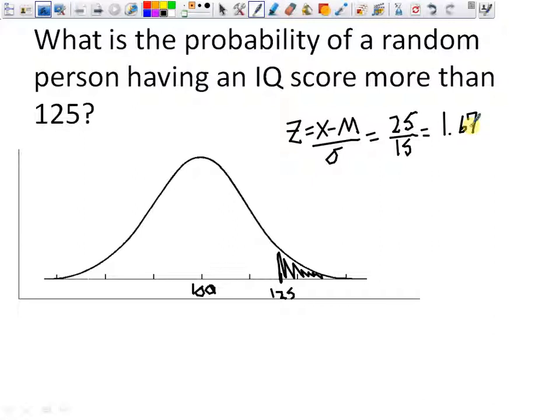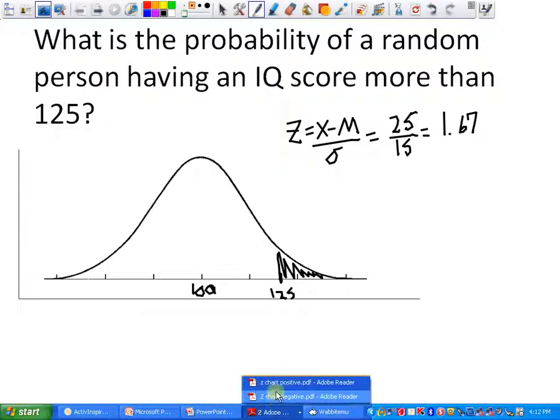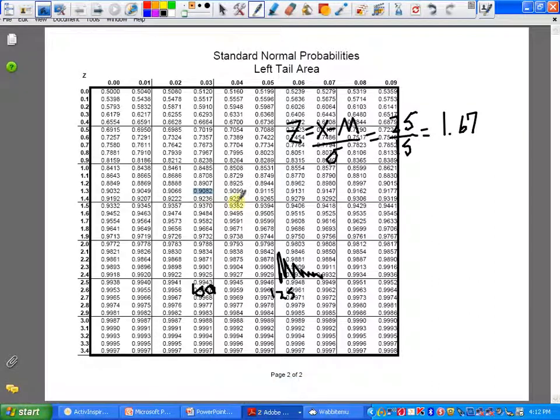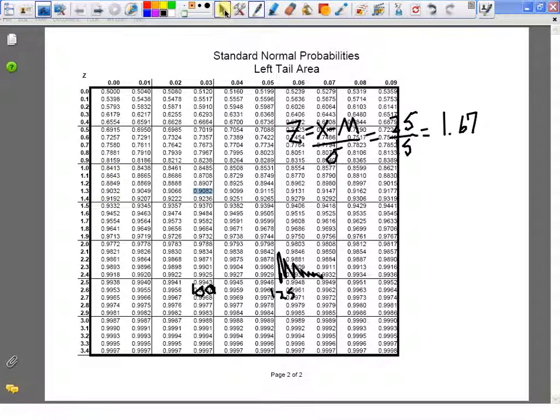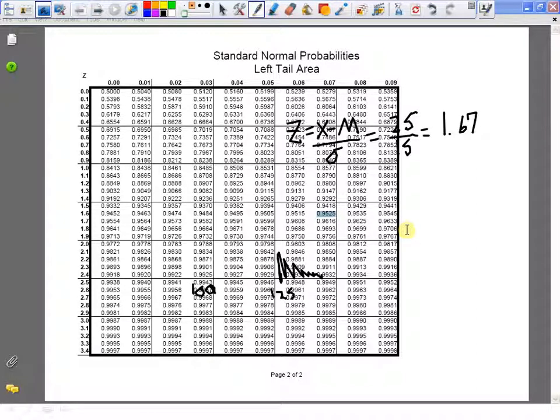And we're trying to get more. So when we look in the table it will give us the percentage to the left first, so then we'll have to subtract from 1 to get our answer. So let's look at a table. Again, I'm looking for positive z-scores. I'm looking for 1.67, which is right here. 1.67, 0.9525. Now again, that's the probability to the left. So we can subtract that from 1.